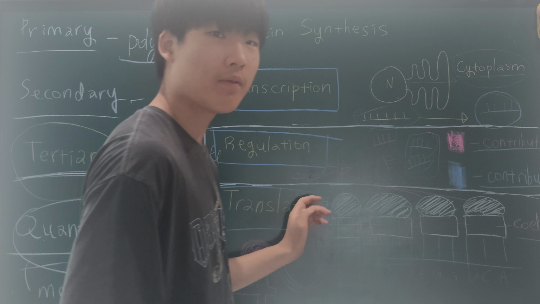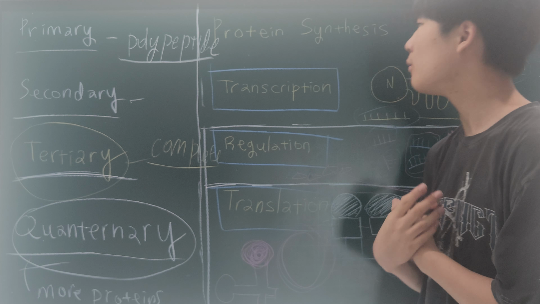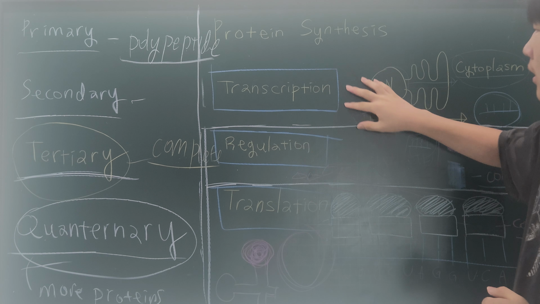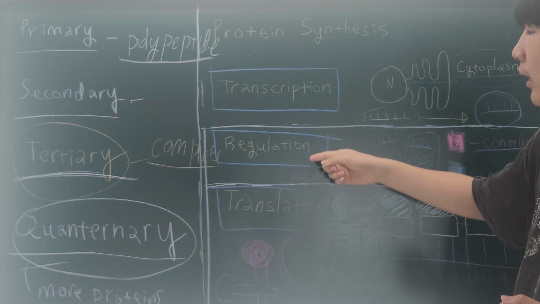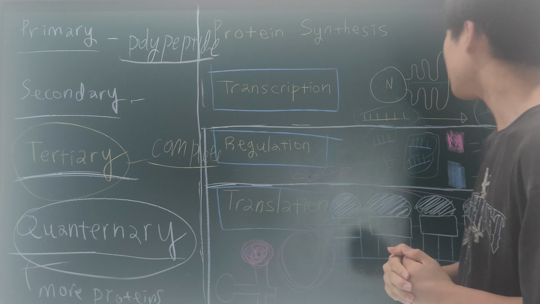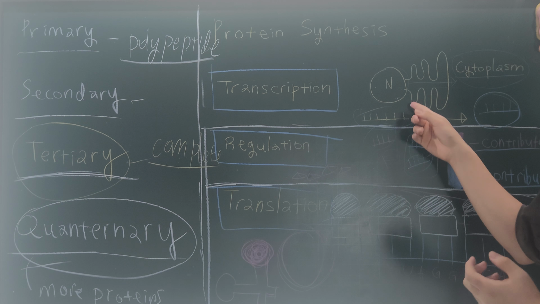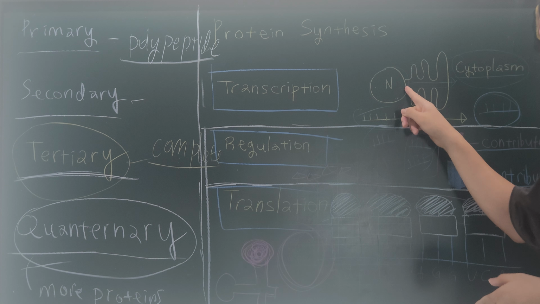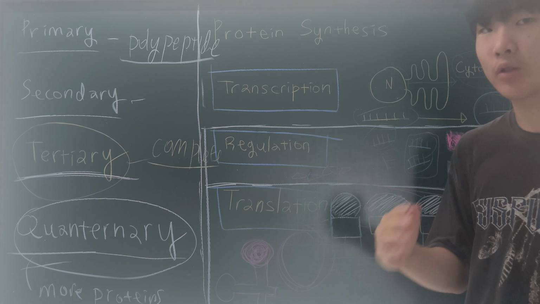And that's actually it for protein synthesis. So let's review what we talked about. Protein synthesis is divided into 3 stages: transcription, regulation, and translation. First of all, the mRNA is made from the DNA in the nucleus and then travels through the ER to the cytoplasm, and that's the end of transcription.